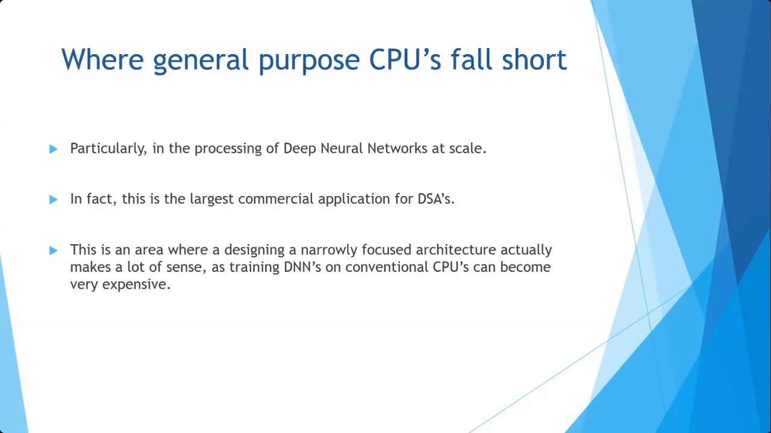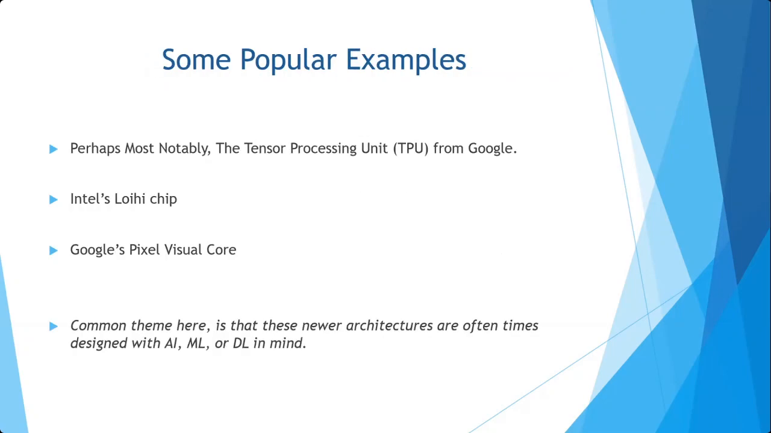And to talk about why general purpose CPUs fall short, they really fall short in the processing of deep neural networks at scale. And this leads to the largest commercial application for domain-specific architectures being the processing of deep neural networks. This is an area where designing a narrowly focused architecture can actually make a lot of sense. And as you train these deep neural networks on conventional CPUs, especially at scale, that becomes very, very expensive. So the domain-specific approach is a much more cost-effective way of doing things as well.